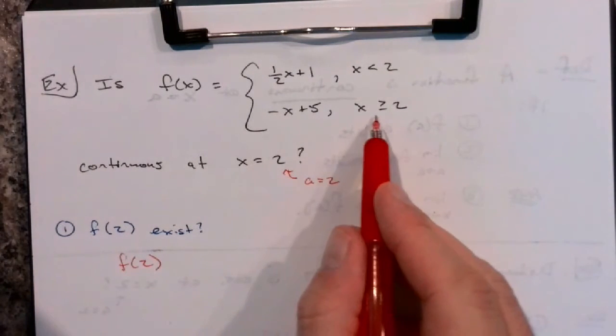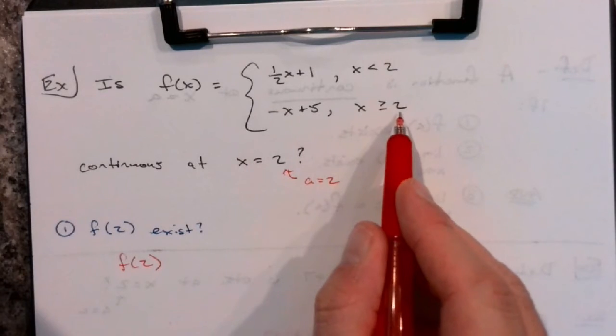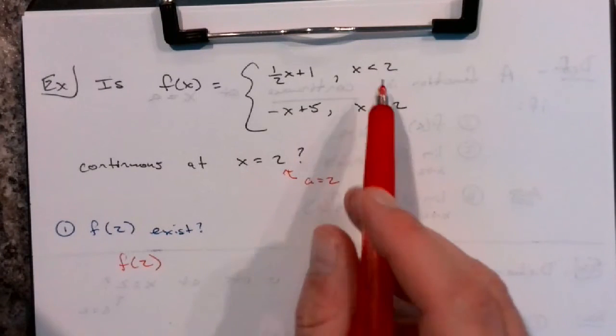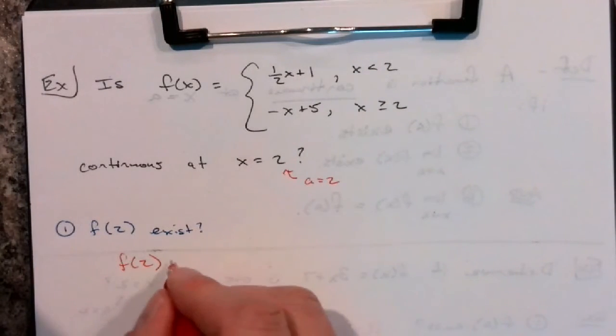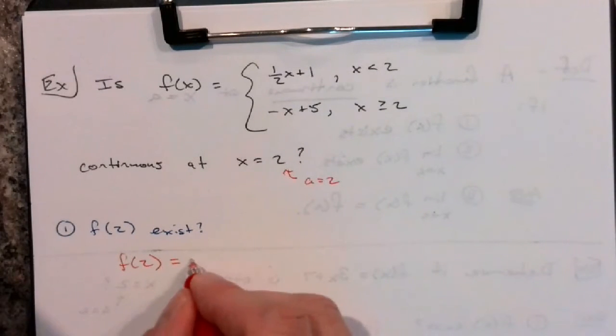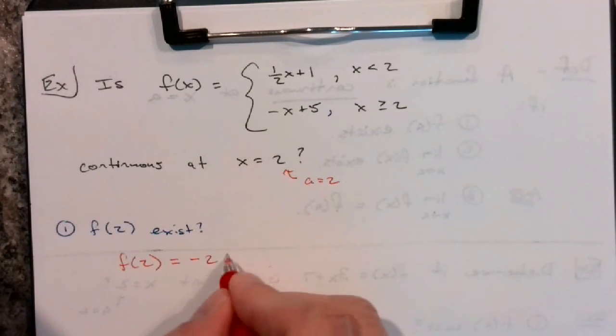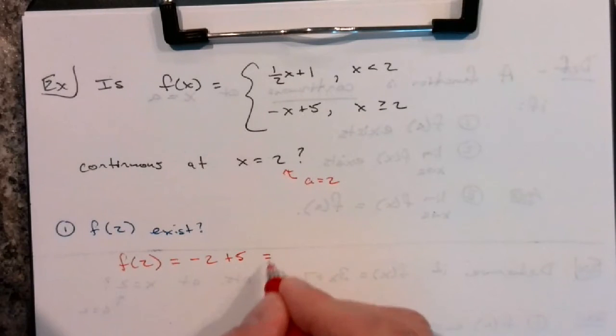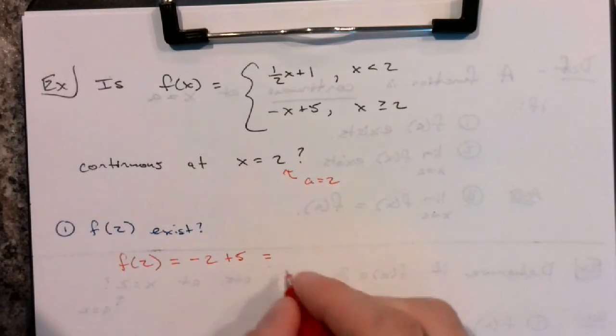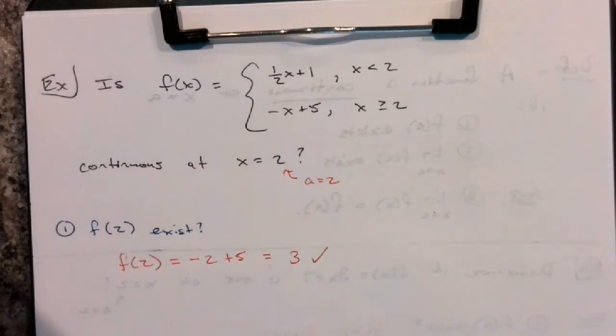So you'll be using the second part because that has the equal to condition on the 2. 2 is contained in this interval, not this one. So f of 2 is equal to, we're using the negative x plus 5. So it's negative 2 plus 5, and negative 2 plus 5 equals 3. So f of 2 equals 3. The main thing here, though, is that it exists. So that's the first thing that you're looking for.